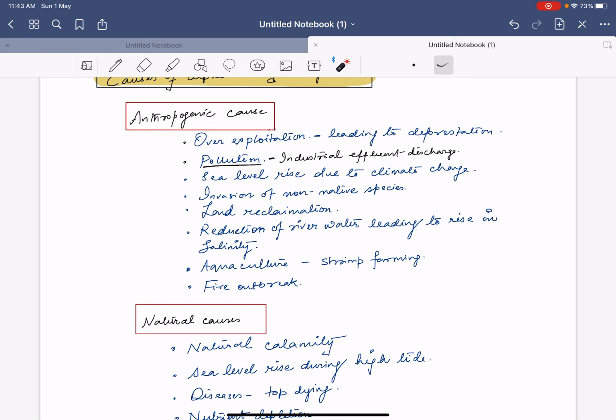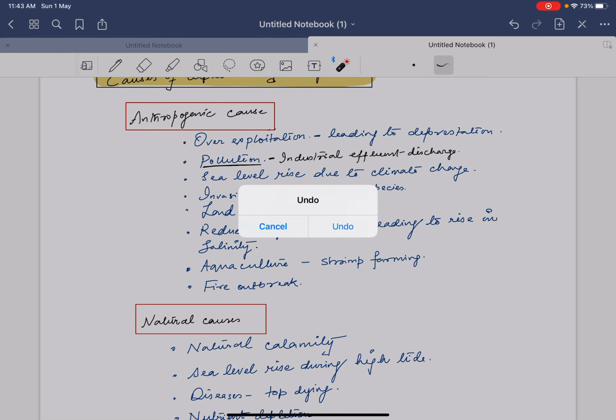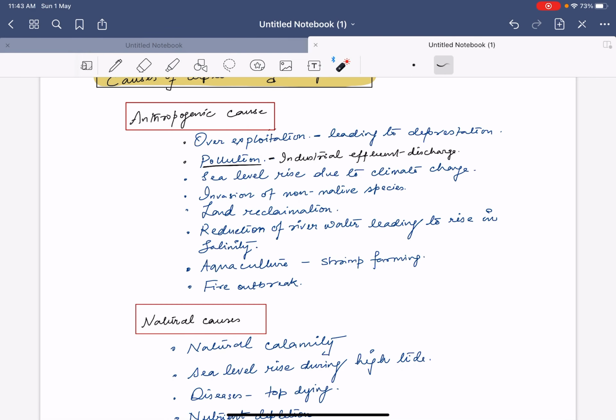The next important thing is aquaculture or shrimp farming. Mangrove areas are basically used for shrimp farming. In Odisha itself, we have Kendrapada where shrimp farming is exclusive. And this exclusive shrimp farming in these mangrove regions has led to the depletion of the mangroves.